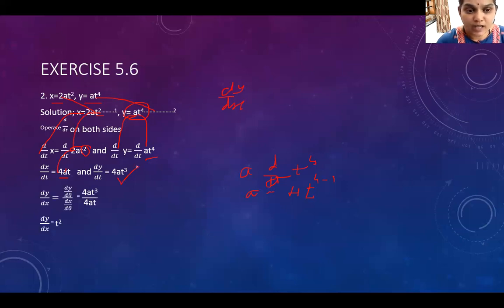Next I write dy by dx. It is the ratio of dy by dt to dx upon dt. It is 4at cube upon 4at, which means t cancels, 4a cancels. We have got dy by dx as t square.